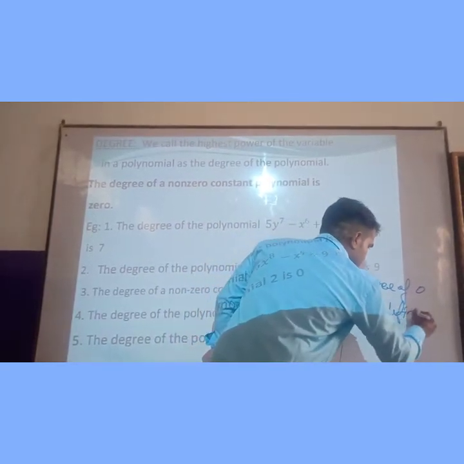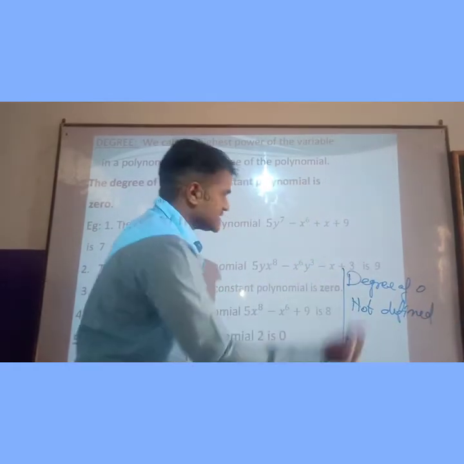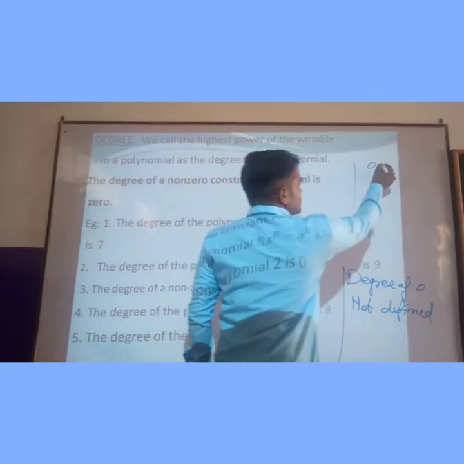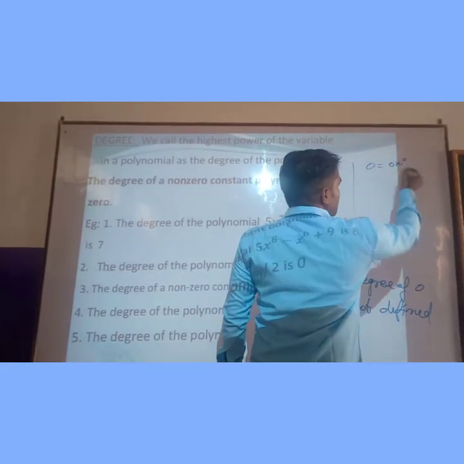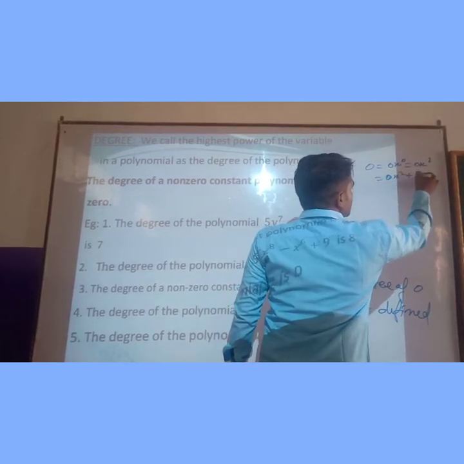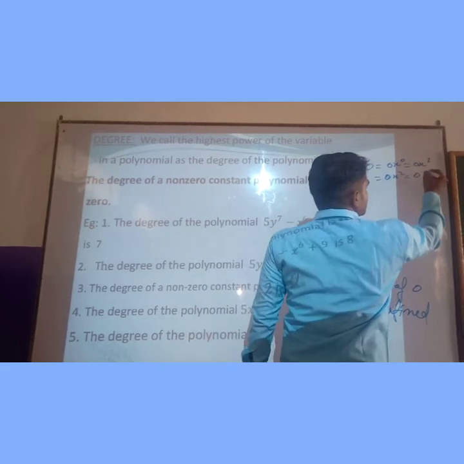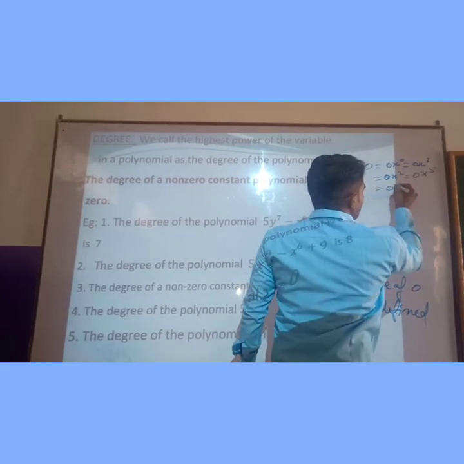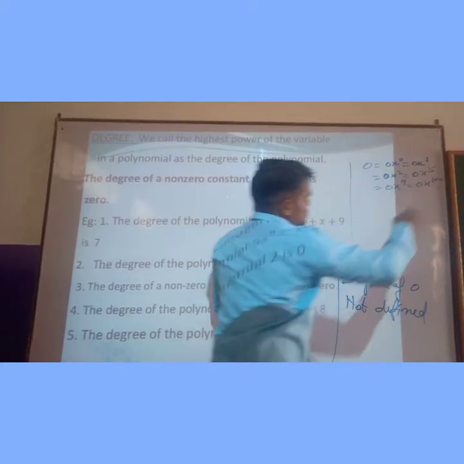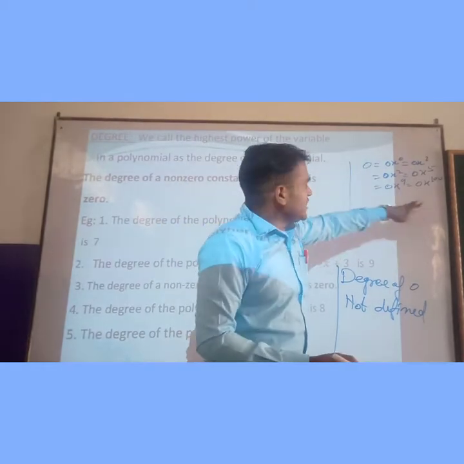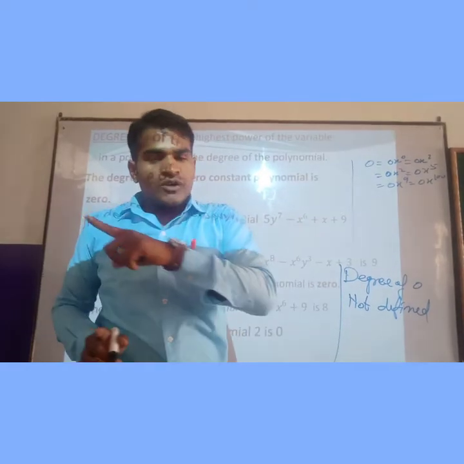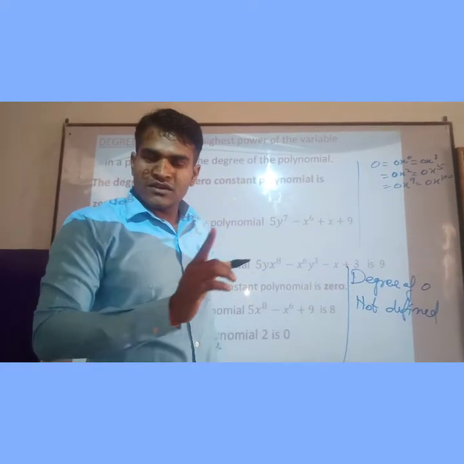Why is it not defined? Let's see. Suppose we have to write the zero polynomial, that is 0. So we may write 0 is equal to 0 into x power 0, or 0 into x power 1, 0 into x power 2, 0 into x power 5, 0 into x power 9, 0 into x power 100, thousands. So the degree keeps increasing. So the degree of the zero polynomial is not defined. It's clear? Okay.